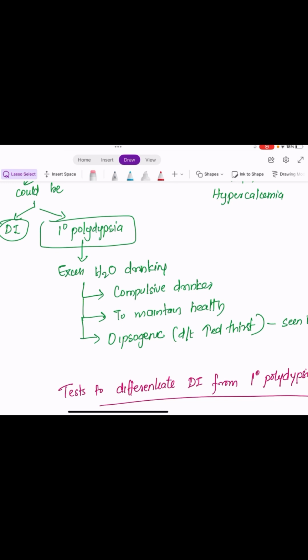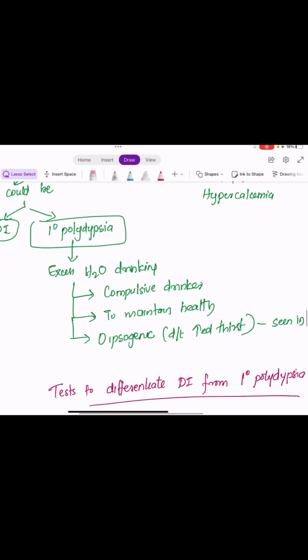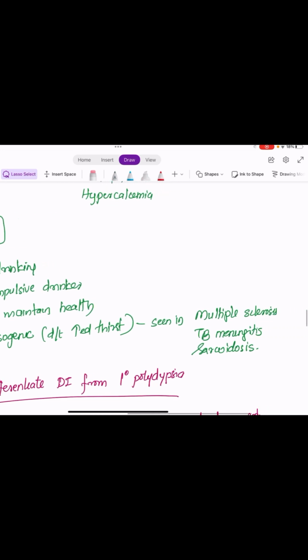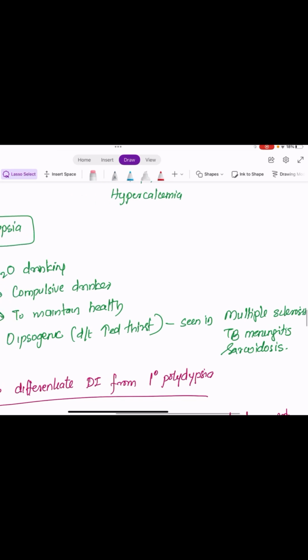What is primary polydipsia? Primary polydipsia means excess drinking of water. It could be due to a compulsion. The patient can be a compulsive drinker, or he may be drinking to maintain his health, or it could be dipsogenic, seen in patients with multiple sclerosis, TB, meningitis, sarcoidosis.